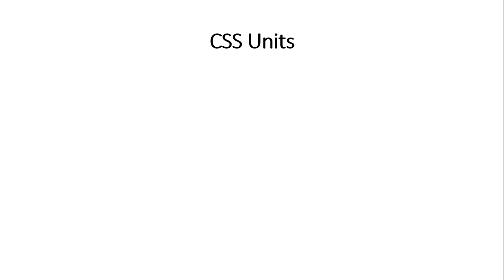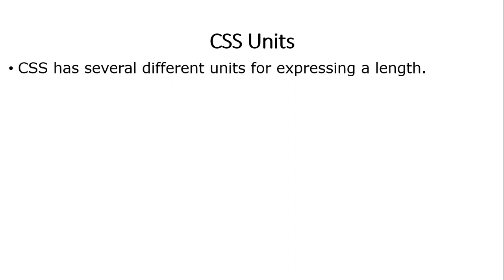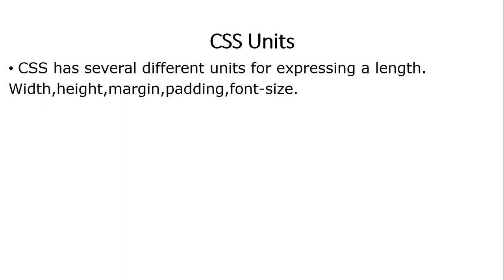Now let's talk about the CSS units. In CSS, we can represent the length using different CSS units. Inside these CSS units, there are especially two types of length: one is the absolute length and another one is the relative length. We can use the length property in the width, height, margin, padding, and the font size.